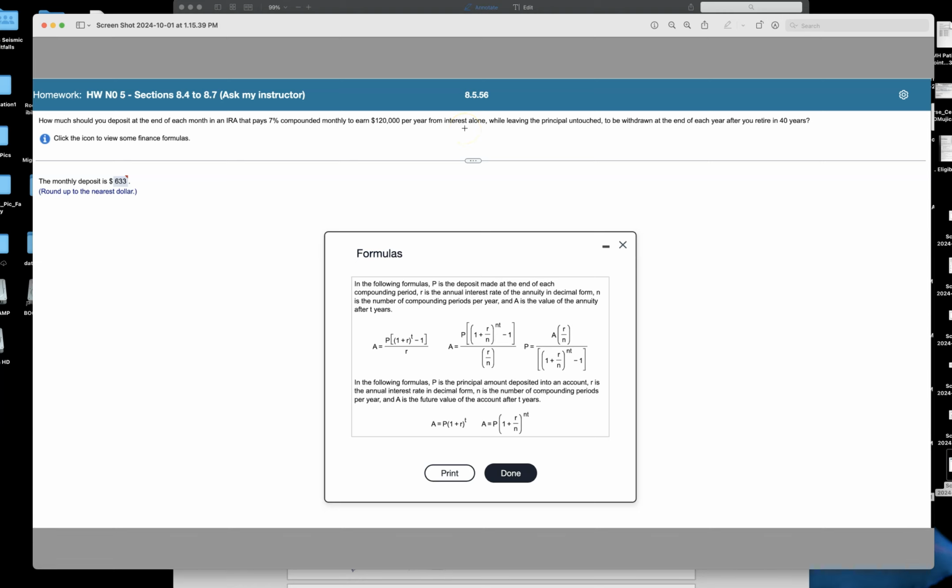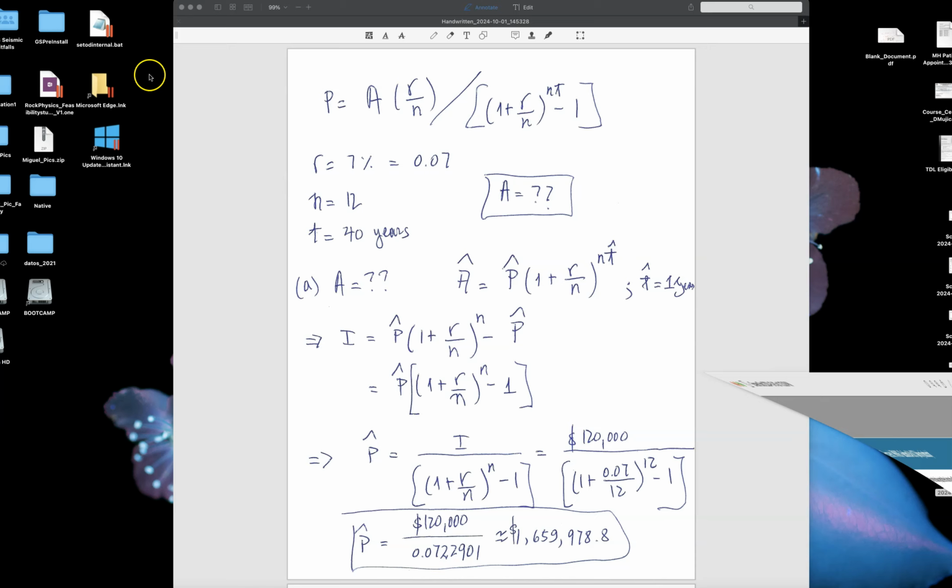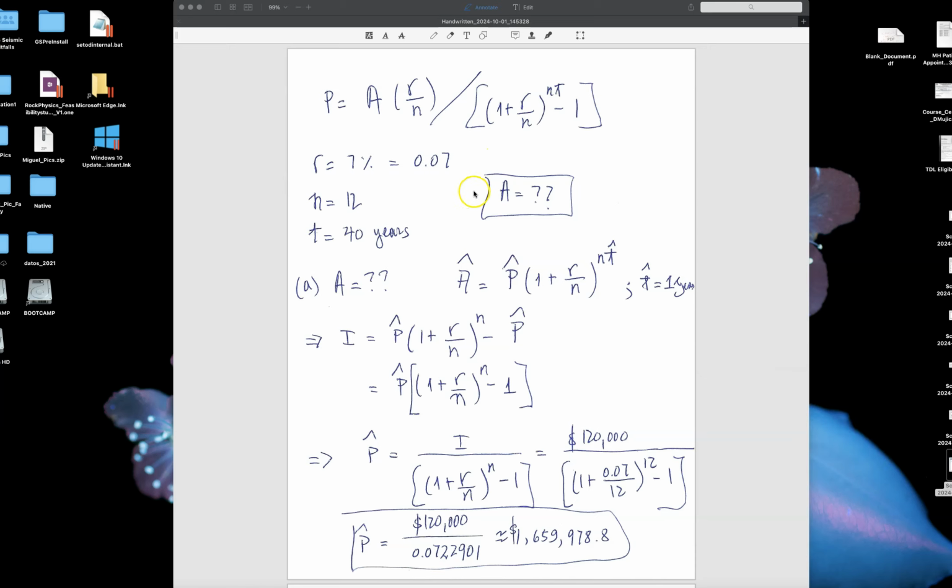What is the meaning of that? That if I take this future money and put it into a compounded monthly transaction for only 1 year, it is going to produce an interest of $120,000. That is the important information that we need to use in order to solve the problem, because we need to compute this A first. How do I compute this A?